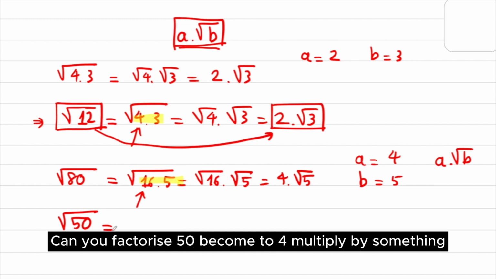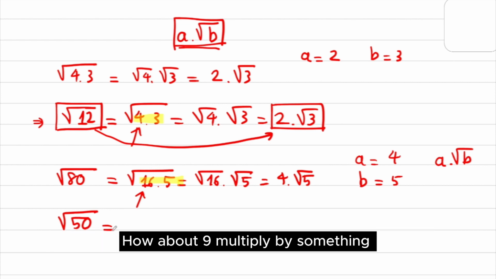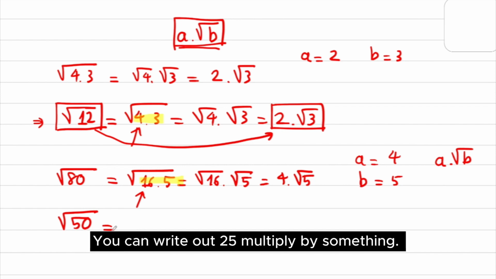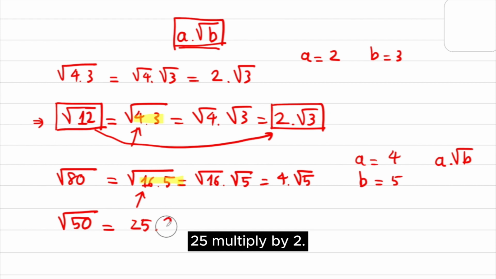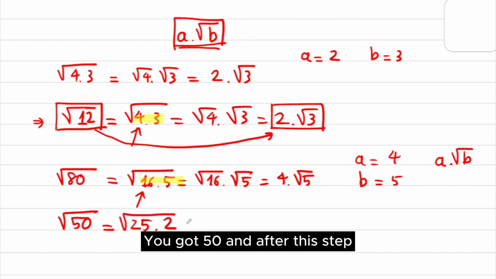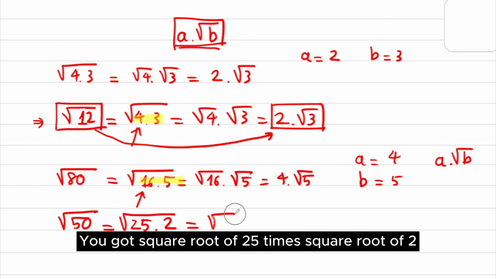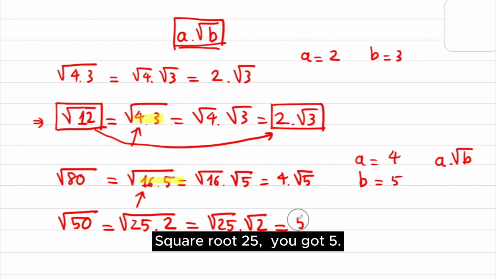Yeah, okay, so how about 50? Can you factorize it into 4 multiplied by something? How about 9 multiplied by something? 16 multiplied by something? You can write down 25 multiplied by something. 25 multiplied by 2, you got 50. And after this step, you got square root 25 times square root 2. Square root 25, you got 5. So after that, I got this form.